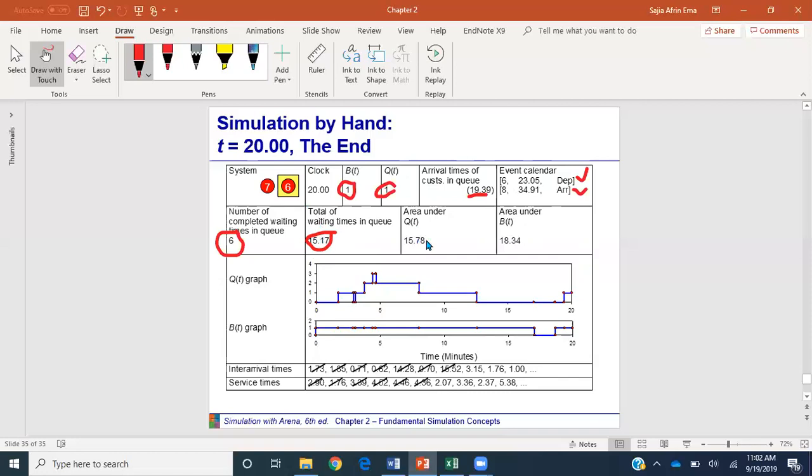Total of waiting time in the queue is 15.17 because part 7 hasn't finished its queue time. It didn't add up. And then area under QT graph changed, because up to here it was 15.17, but from 19.39 minutes to 20, this is the accumulated queue time for part 7. The total didn't change because it has not entered the service, but area under QT graph changed. And then area under BT graph is 18.34.